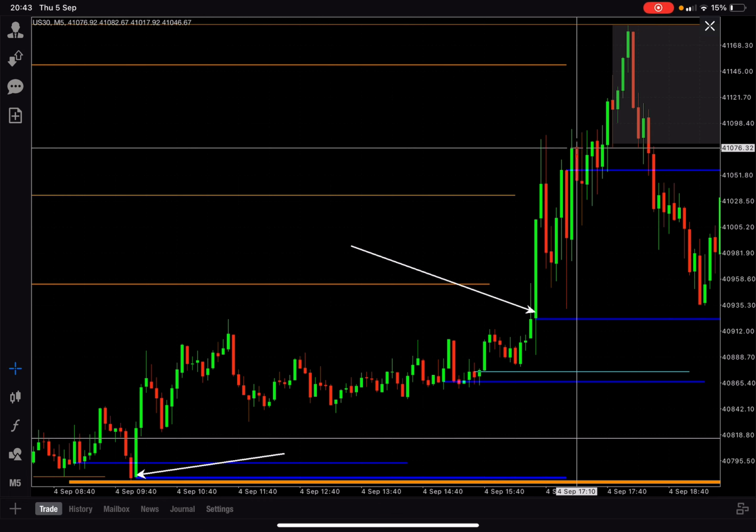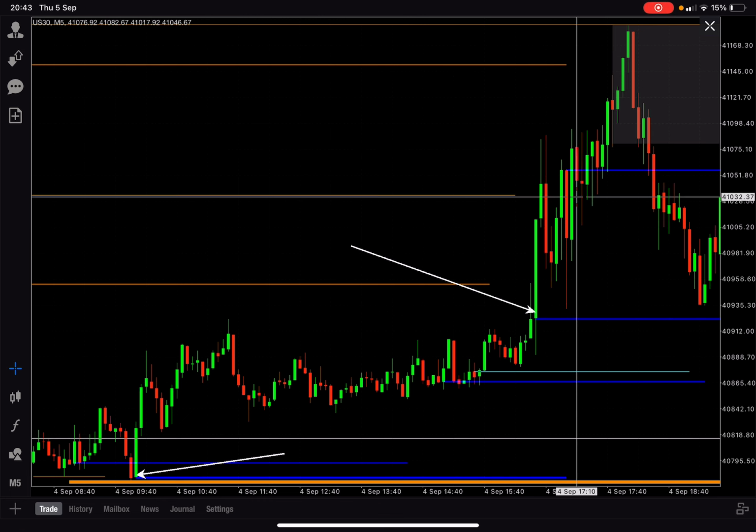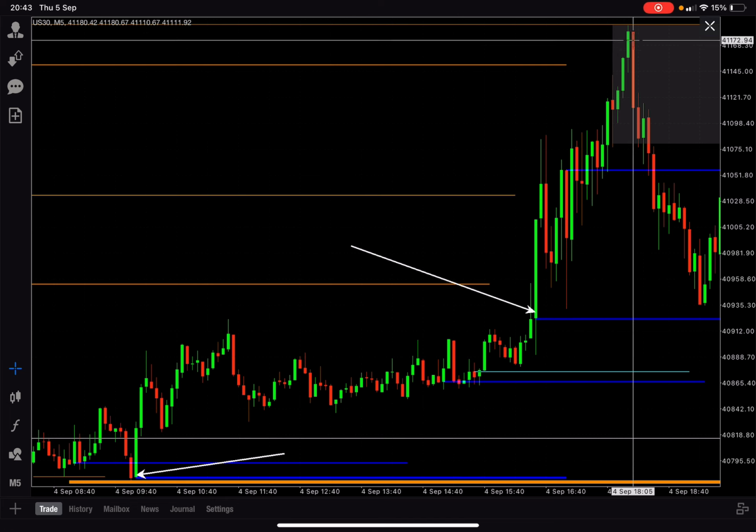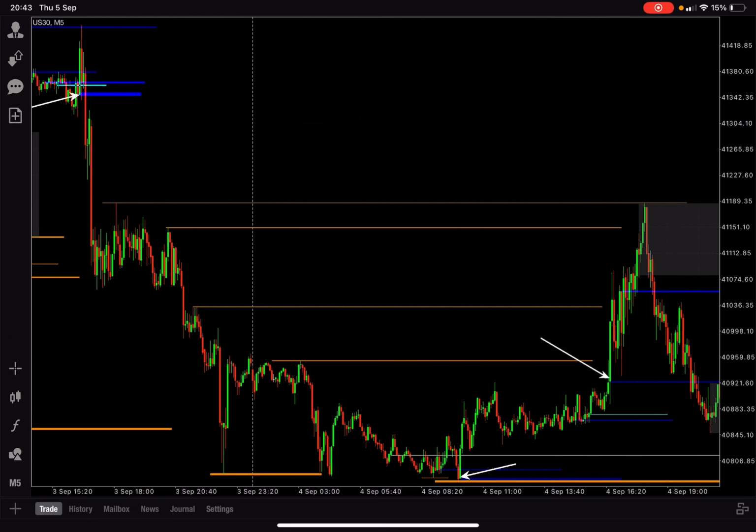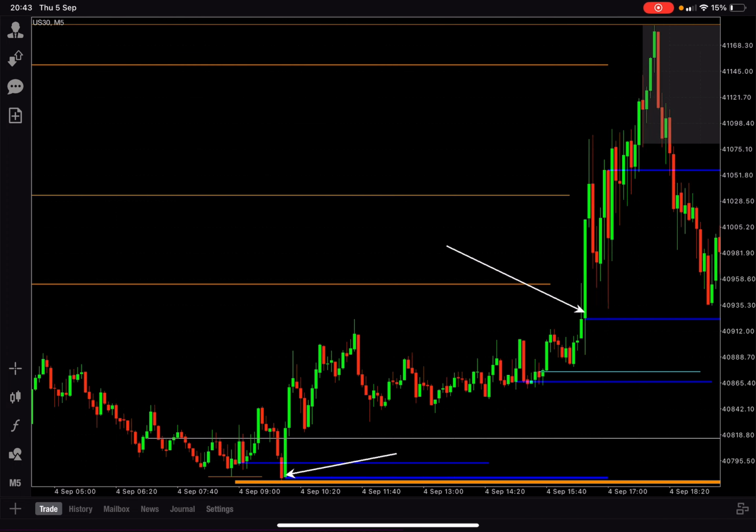So you could have got that buy, but it wasn't the clearest. I didn't get that buy. I was waiting for this rejection after this consolidation happened. You don't want to be trading that sort of price action really.